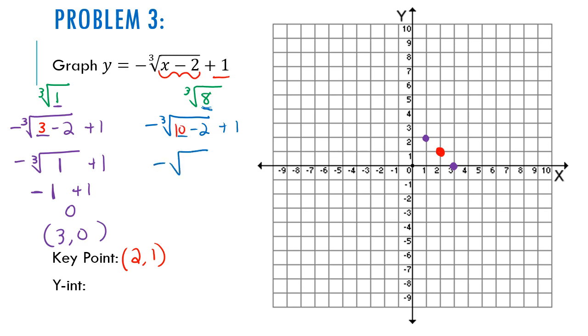So we have minus cube root 8. 10 take away 2 is 8, plus 1. The cube root of 8 is 2. Bring down our minus sign. Negative 2 plus 1 is negative 1. So we have another point at 10, negative 1. So 10, negative 1 would be right here.